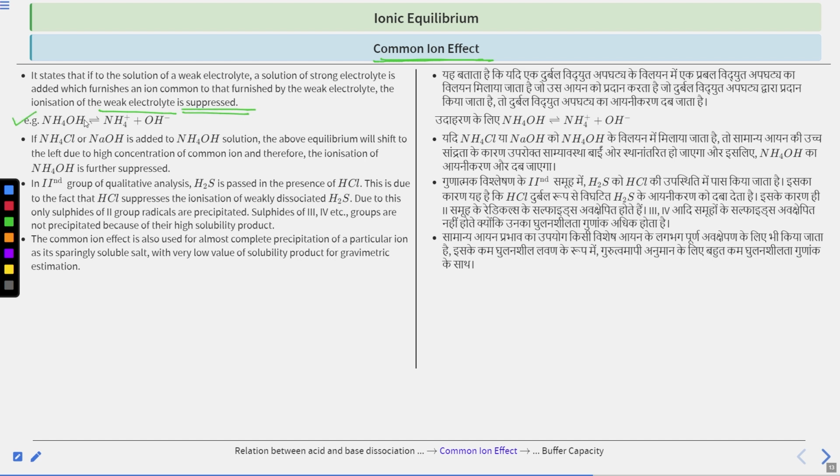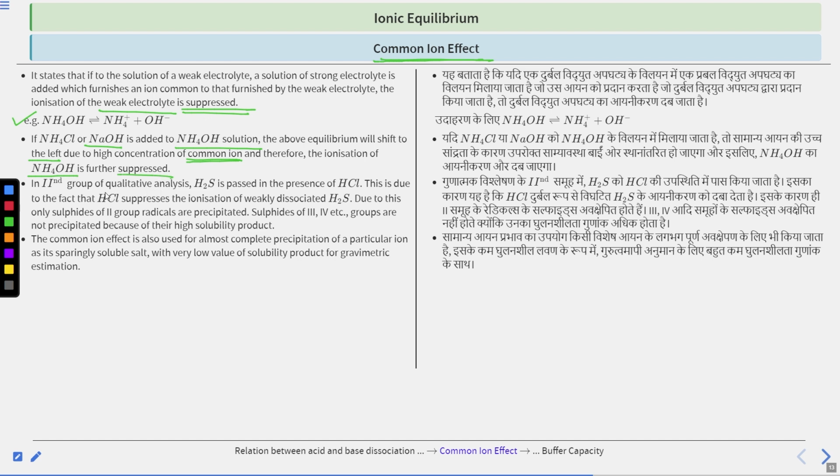For example, in the case of NH4OH, it dissociates into NH4+ plus OH-. So if NH4Cl or NaOH is added, because in NaOH, OH- is the ion common to NH4OH, and in NH4Cl, NH4+ is the ion common to NH4OH, the above equilibrium will shift to the left due to the high concentration of common ion, and therefore the ionization of NH4OH is further suppressed.